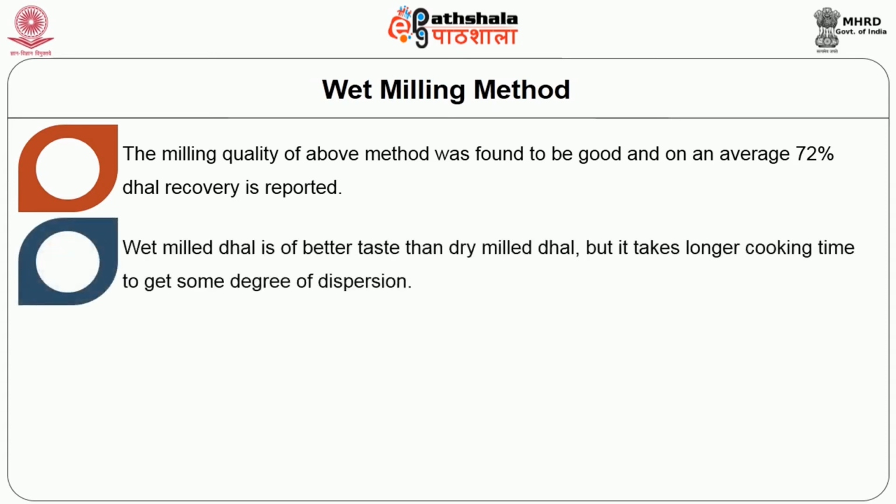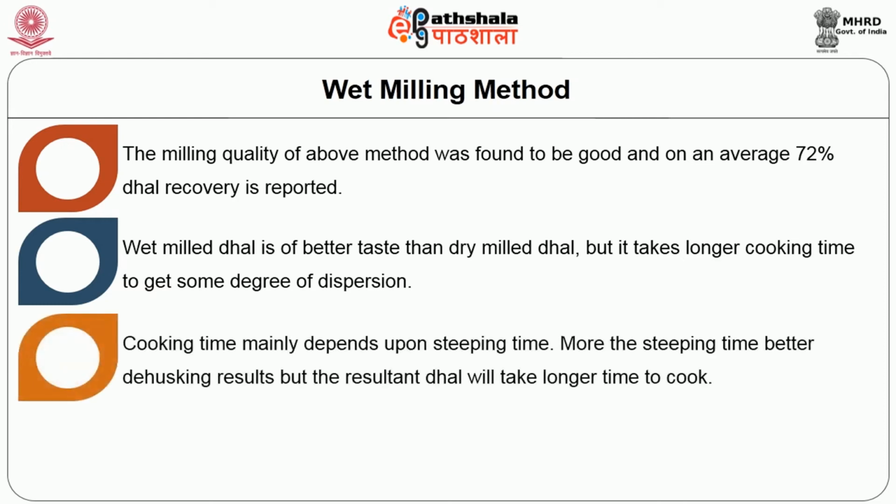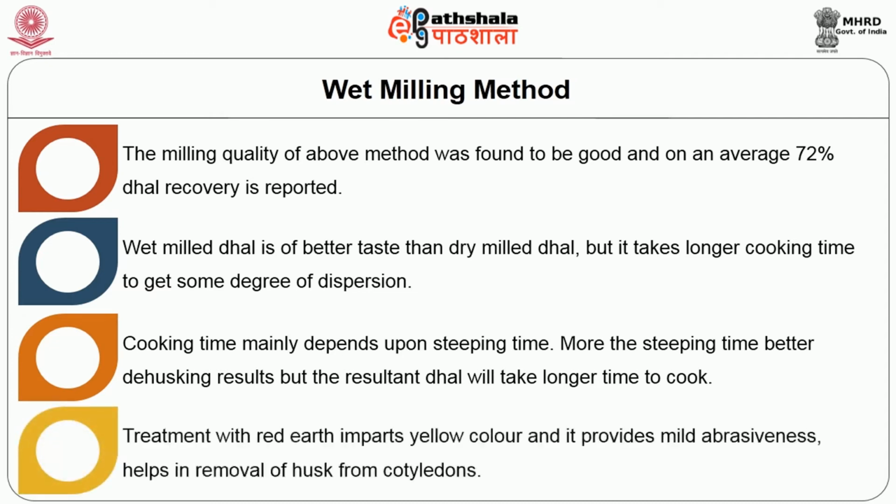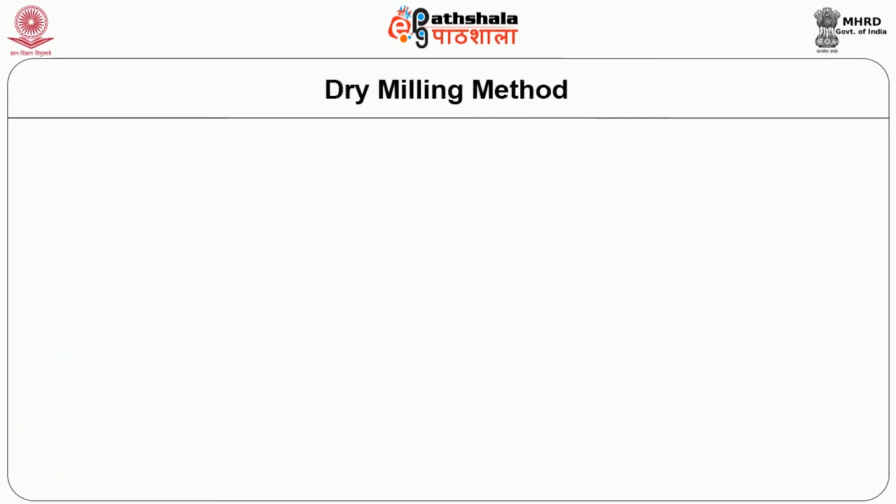Wet milled dal is of better taste than dry milled dal, but it takes longer cooking time to get some degree of dispersion. Cooking time mainly depends upon the steeping time. The more the steeping time, the better the dehusking results, but the resultant dal will take longer time to cook. Treatment with red earth imparts yellow color and it provides mild abrasiveness which helps in removal of husk from the cotyledons. The next method is the dry milling method.